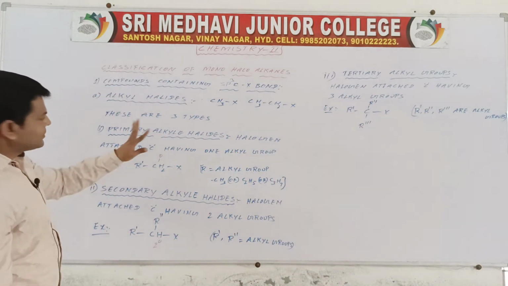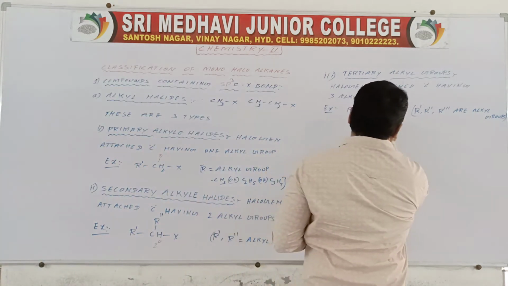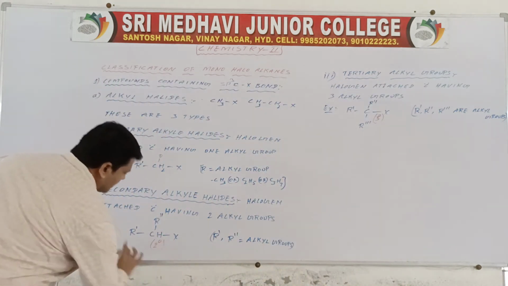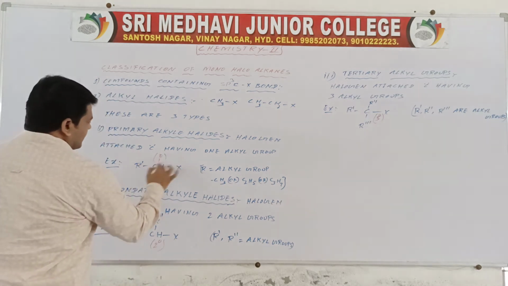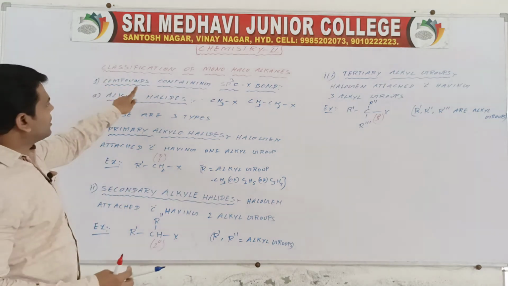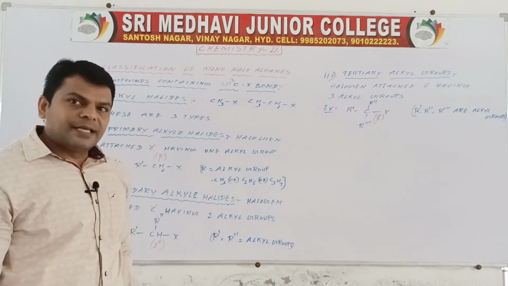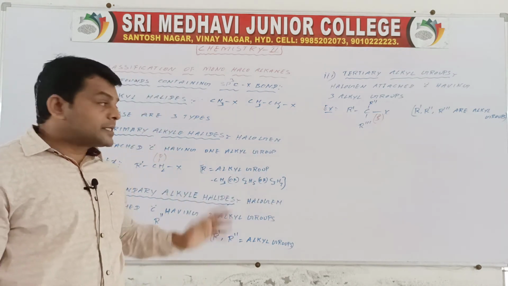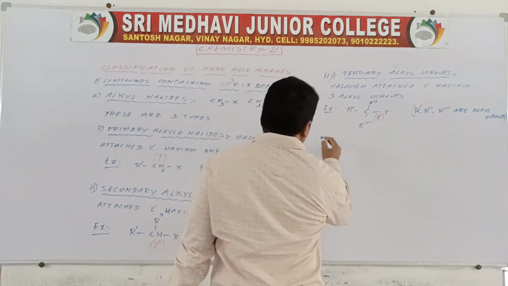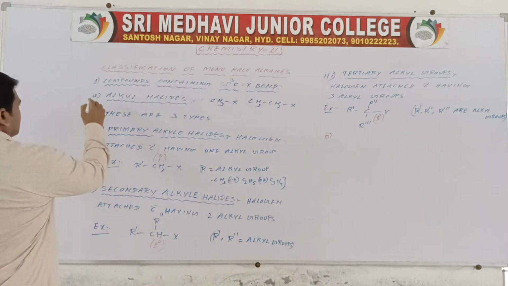Alkyl halides can be divided into three types: primary, secondary, tertiary. Understand? This is a tertiary alkyl halide, this is a secondary alkyl halide, and this is a primary alkyl halide. So this is the first one, compounds containing the sp3 C-X bond. The first one, alkyl halides, is over.